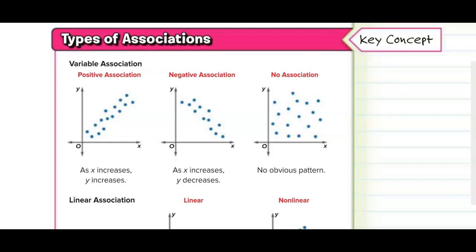Now that you've conducted some research and created a scatter plot based on the information that you gathered, we are going to talk about the different types of associations that you can have from scatter plots.